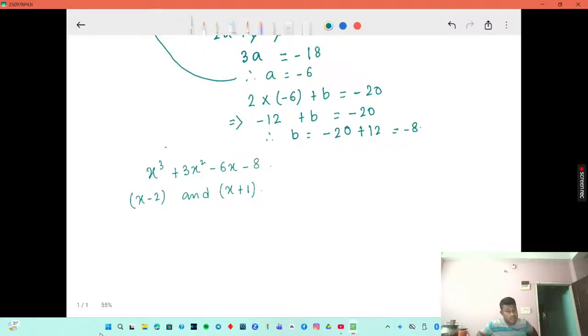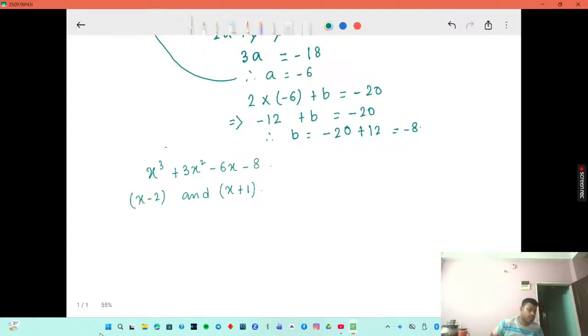Because here the power of this equation is 3, it is a cubic equation, so the number of factors of this equation will also be 3. But here only two factors are given, that is x minus 2 and x plus 1. So in order to find the third factor, we will just divide this equation with x minus 2 or x plus 1. Let us divide this equation with x minus 2 and see what comes next.